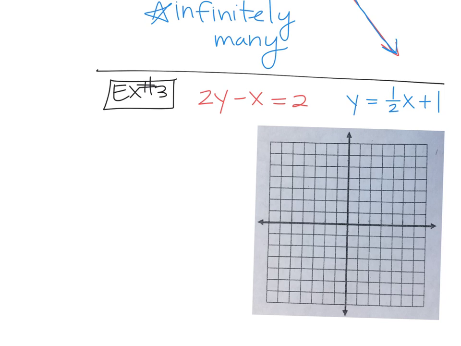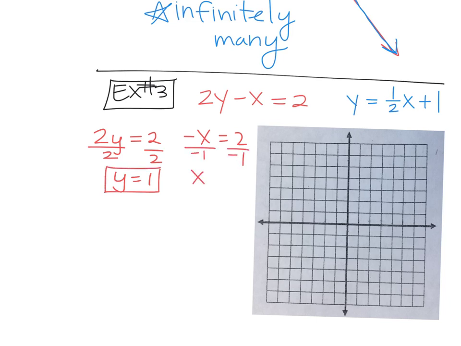If I cover up the x, my equation is 2y equals 2. If I cover up the y, my equation is negative x equals 2. So when I solve those, divide by 2, my y-intercept is 1. Divide by negative 1, my x-intercept is negative 2. So sometimes you're going to graph it from standard form, but you know how to do that.